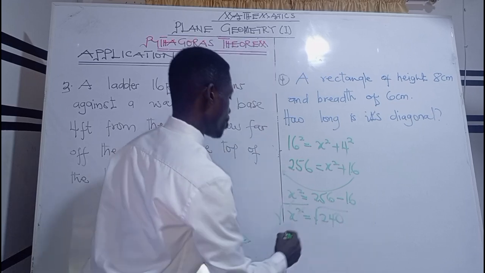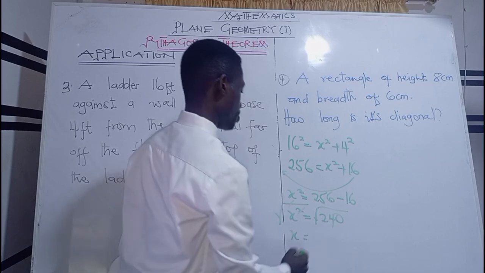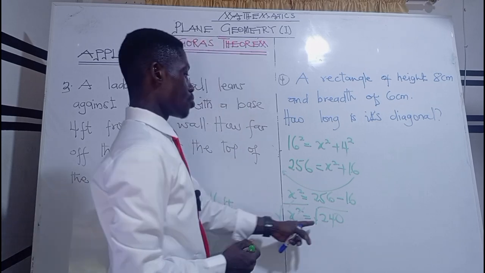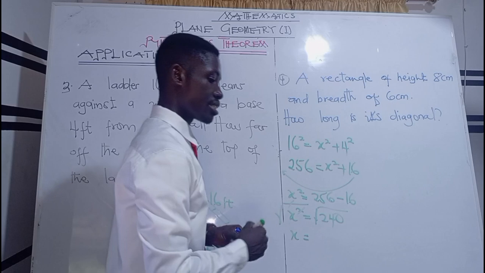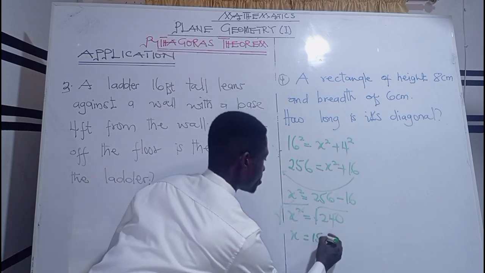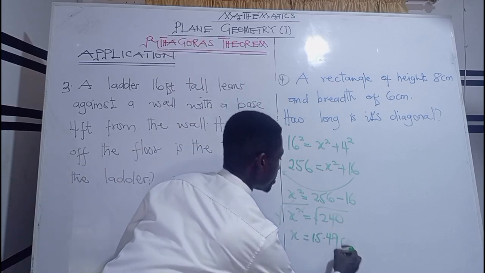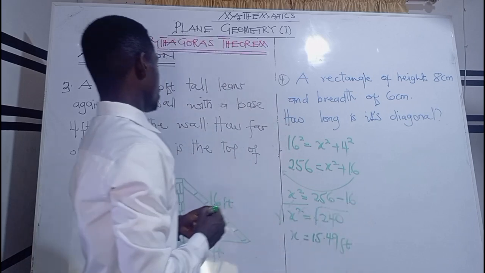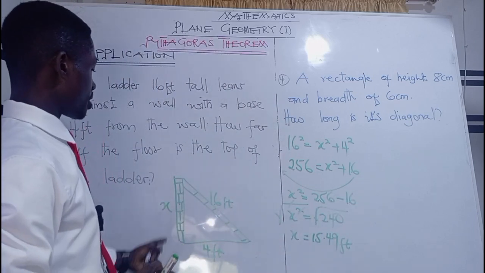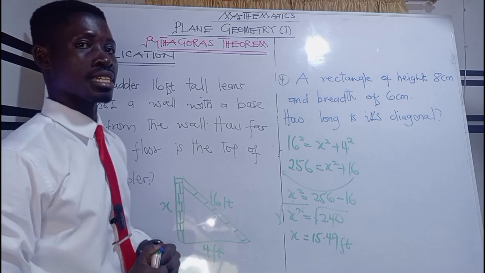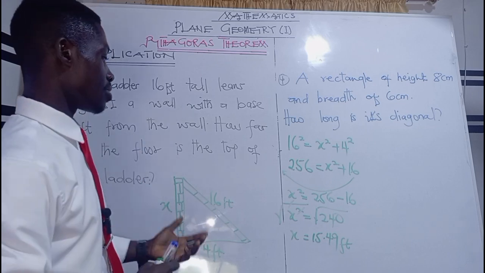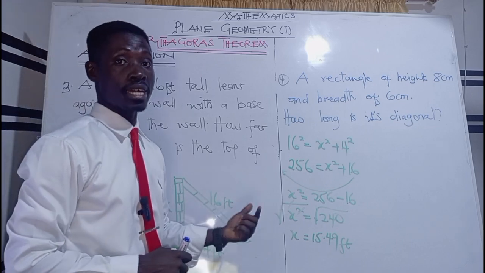So we take the root sign on both sides. So this and that will go. We have x is equal to the root of 240, which will give us 15.49 feet. So the length of the wall is 15.49 feet. Very good. And I hope this is the answer that you had.